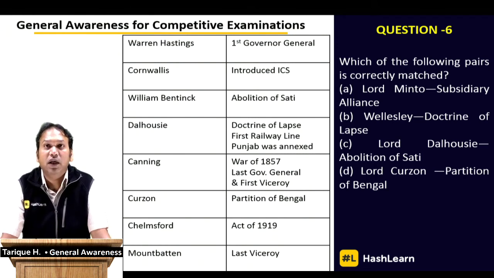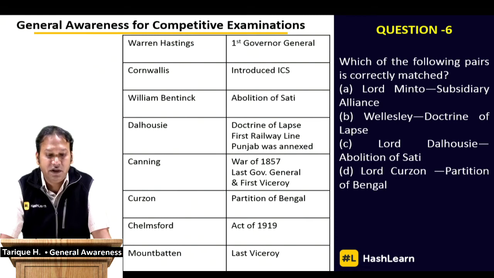Subhash Chandra Bose, who cleared the ICS examination, did not join because he felt that the salary difference was discriminatory, and that was one of the main things that triggered his drive to fight for freedom, against the discrimination done by the British. So, who was the person who introduced the Indian Civil Services? That was Cornwallis. Next, we talk about William Bentinck.